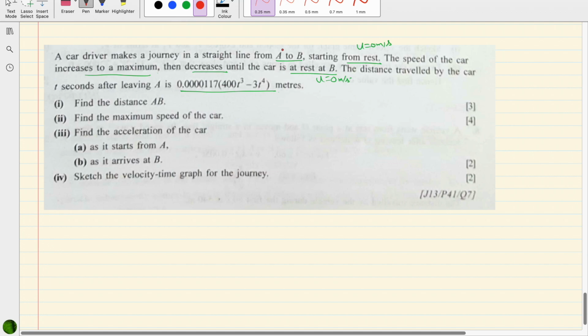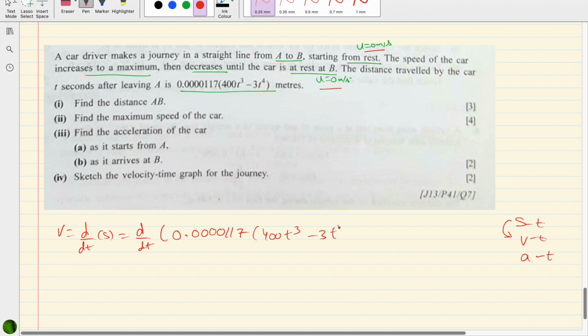According to the given data, we know that it started from rest and it ended at rest. This is the order: displacement-time, velocity-time, and acceleration-time. From displacement-time, we can derive to get velocity. So velocity is d by dt of the displacement. So d by dt of the given equation is 1/117 into 400 t cube minus 3t to the power 4. The constant stays there, so 3 times 4 is 1200 t square, minus 4 times 3 is 12 t cube.